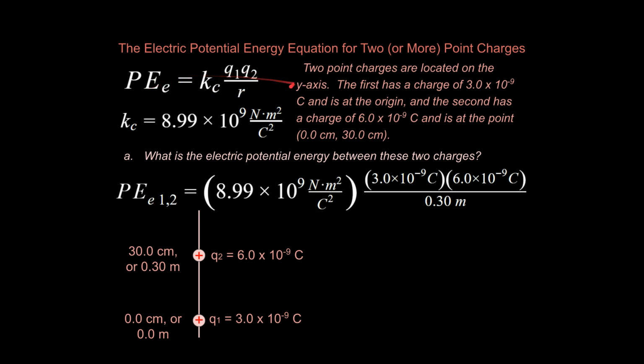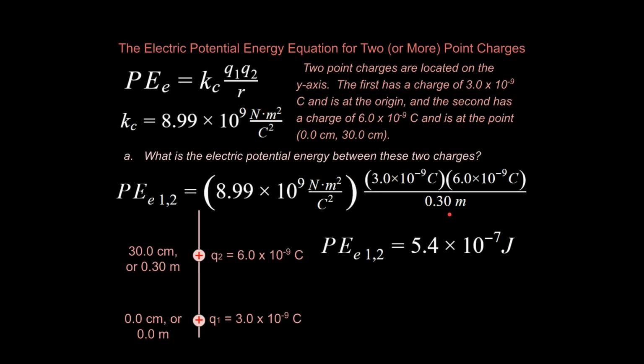So I have my equation already written down. Then I'm going to go ahead and plug in my numbers. And I solved for the answer, and I ended up with 5.4 times 10 to the negative 7th joules. Notice we're going to be using joules for our answer. Also notice I did change this value down here.